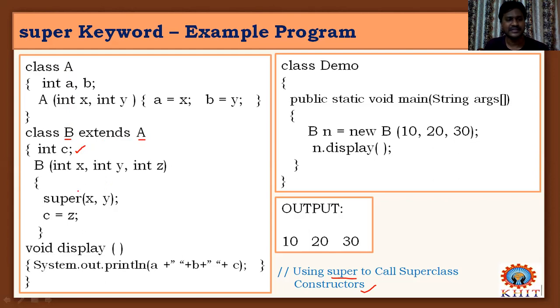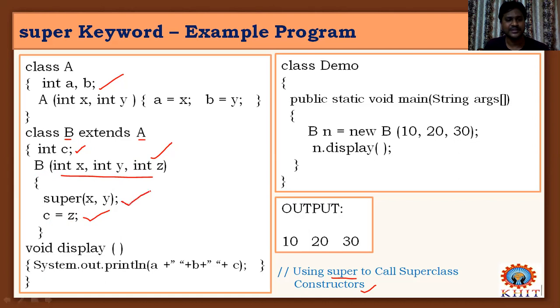And see the magic of using super to call the superclass constructor. Here class B has a constructor with three parameters. X and Y are used to initialize the instance variables of class A, and the Z argument of this class B constructor initializes the instance variable of subclass B. Z is initialized to C.